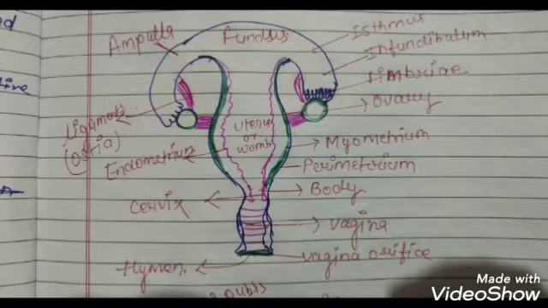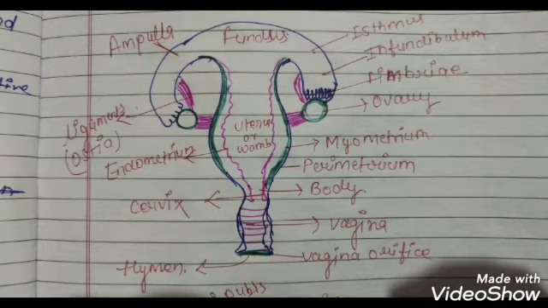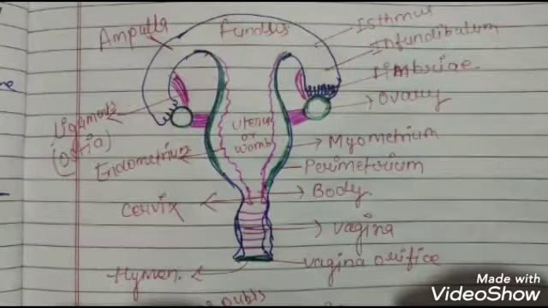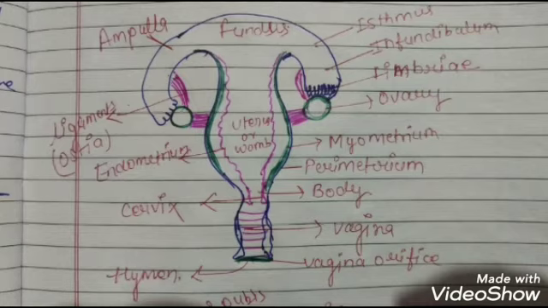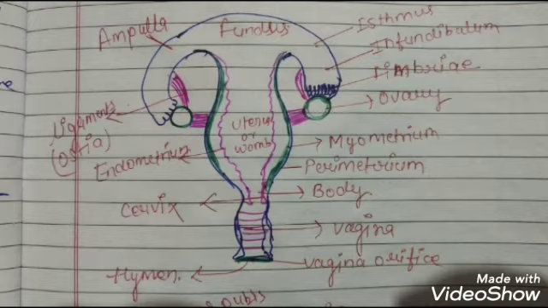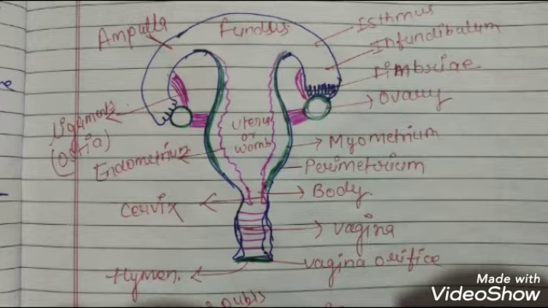Now moving to the female external genitalia. What do they include? They include mons pubis, labia majora, labia minora, clitoris and hymen. The external genitalia of the female is the vulva, which has a depression called the vestibule.